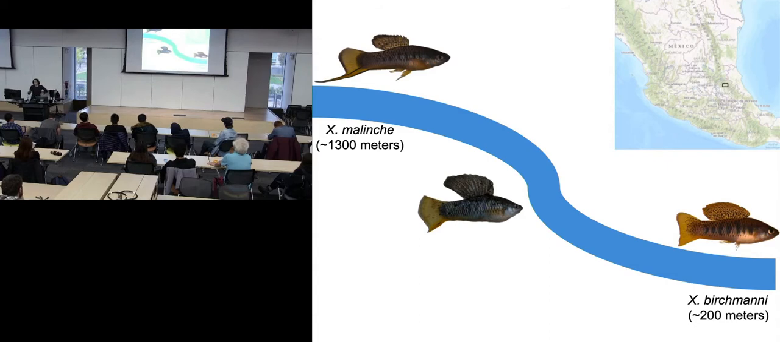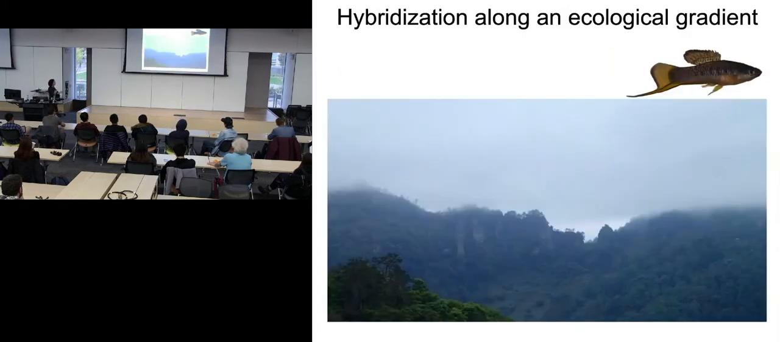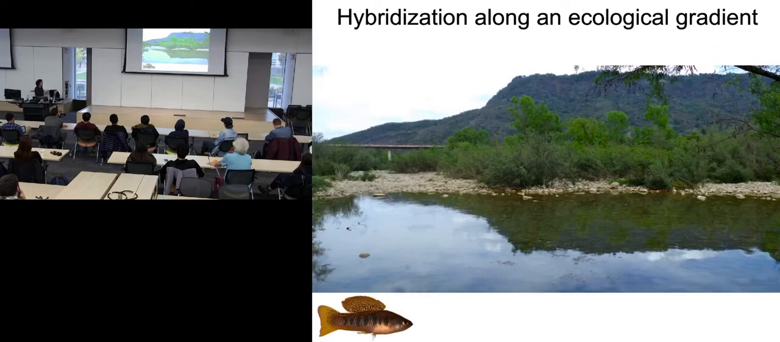But just to give you a sense of the ecological gradient over which these species are found: malinche we find in high elevation habitats. They live in the cold headwaters of these streams. We've measured temperatures in the winter as low as 7 degrees Celsius at these sites, which is quite cold for the region. By contrast, birchmanni is found at low elevations, with summer temperatures topping 35 degrees Celsius, and so there's quite a strong ecological differentiation in terms of temperature between these two species.